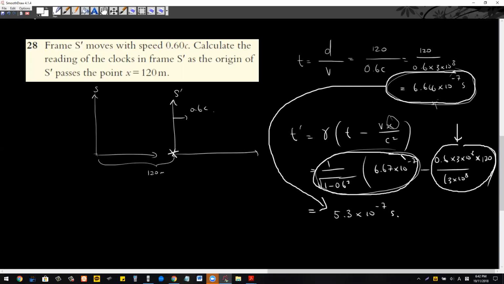Let me think about this. Give me a second. Frame S, speed of that, calculate the reading of the clock.